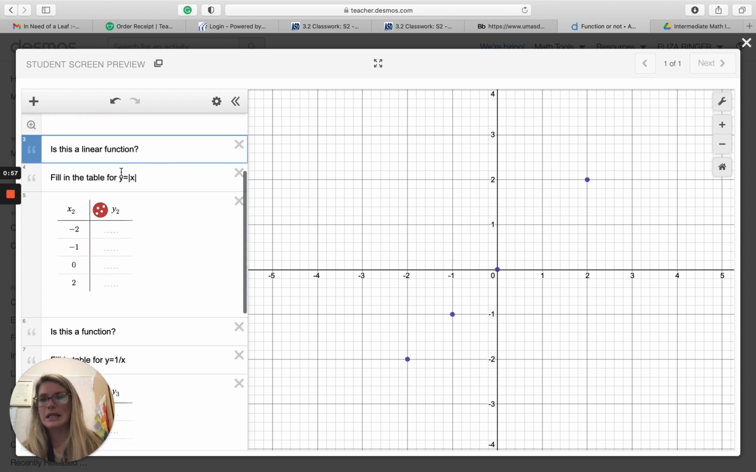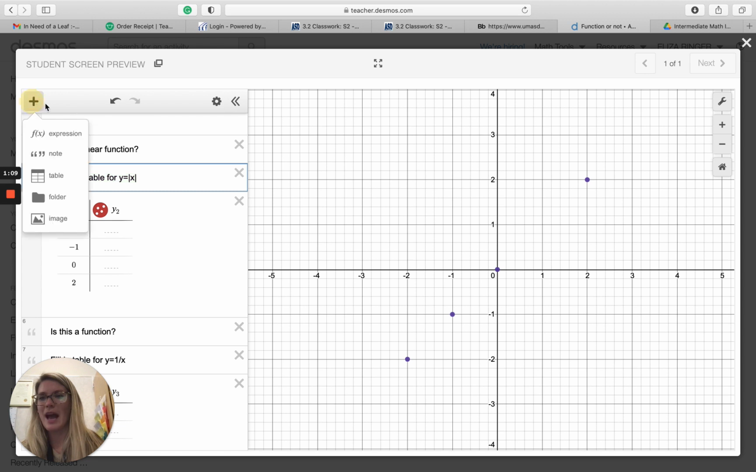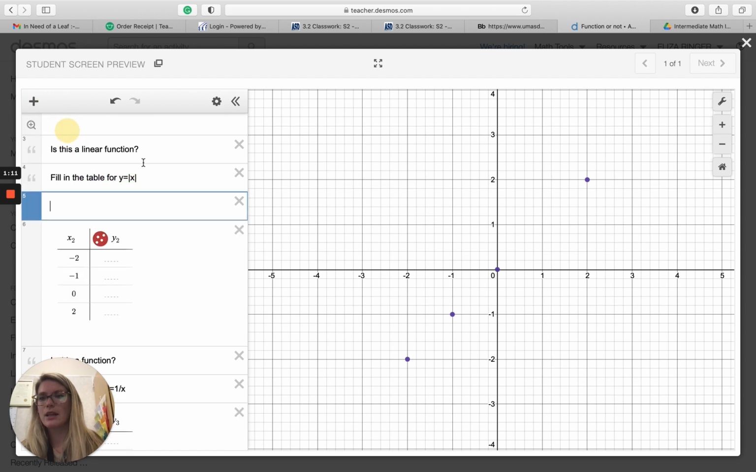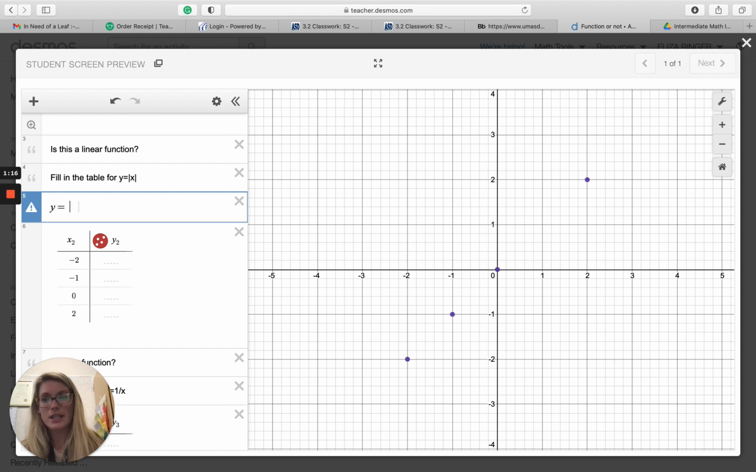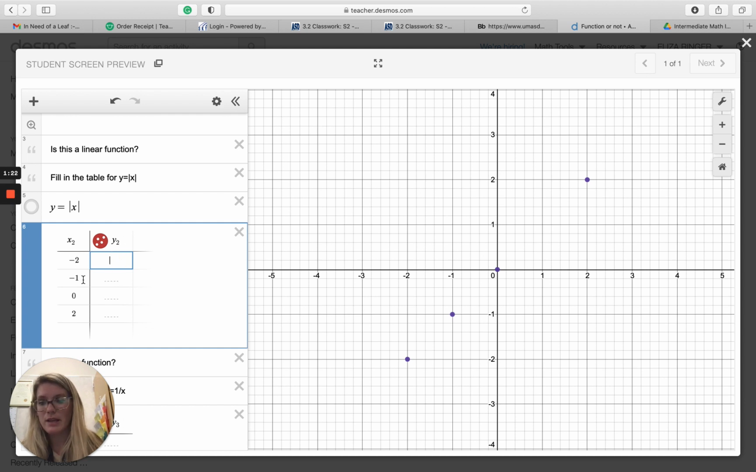So the next one is this absolute value. So if you remember, absolute values look like the distance from 0, which means that you are adding just the space from 0, not necessarily a negative or a positive. So if I take the absolute value of -2, it's just 2 spaces away from 0.